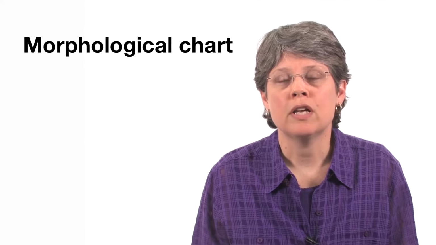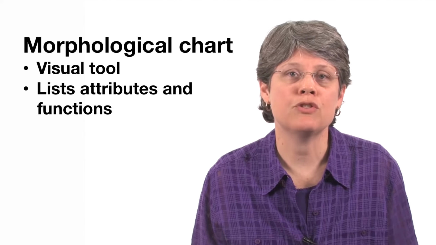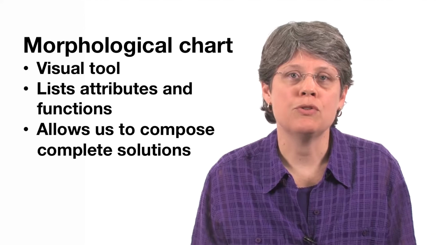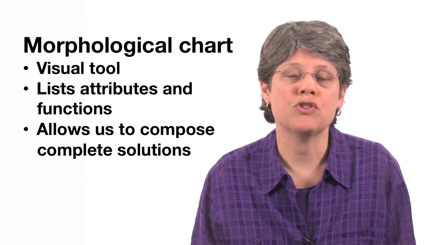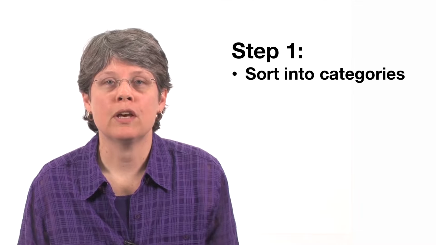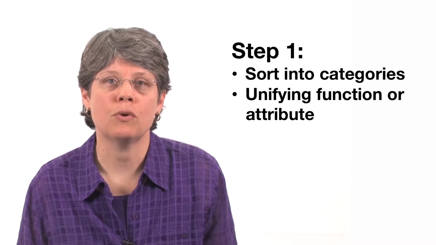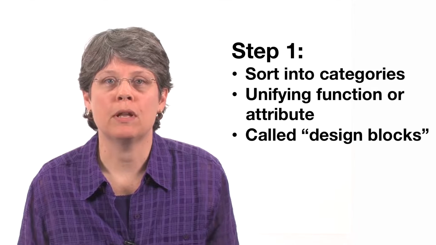So a Morph Chart is a visual tool. It's essentially a table that lists different attributes and functions of your design. Using a Morph Chart allows you to compose complete design solutions from these partially formed ideas. So you want to start by sorting these incomplete design solutions into categories that reflect a unifying function or attribute. These functions or attributes are known as design blocks.